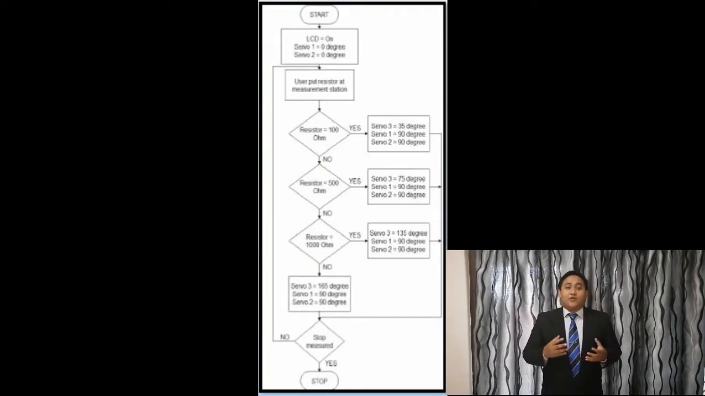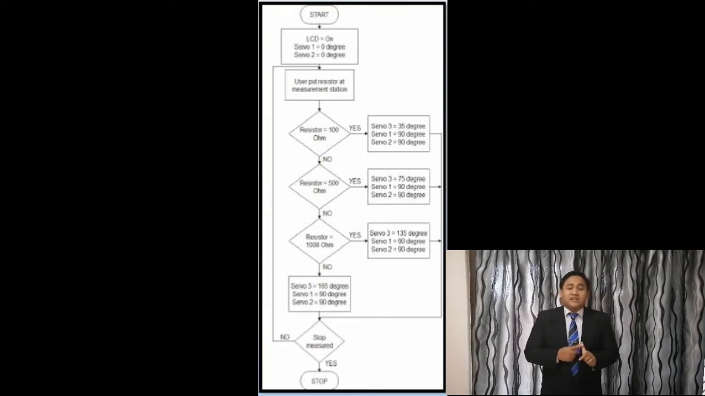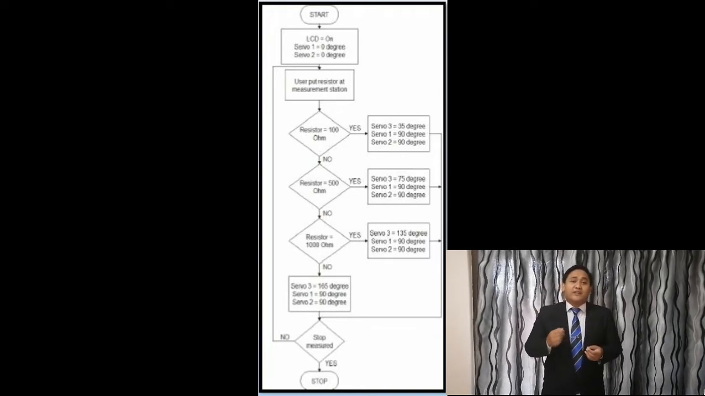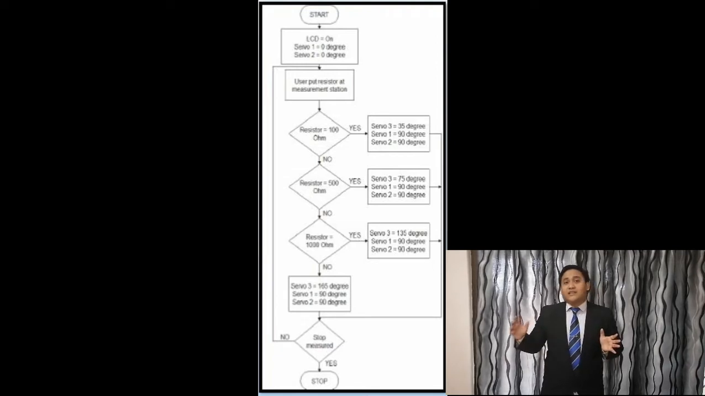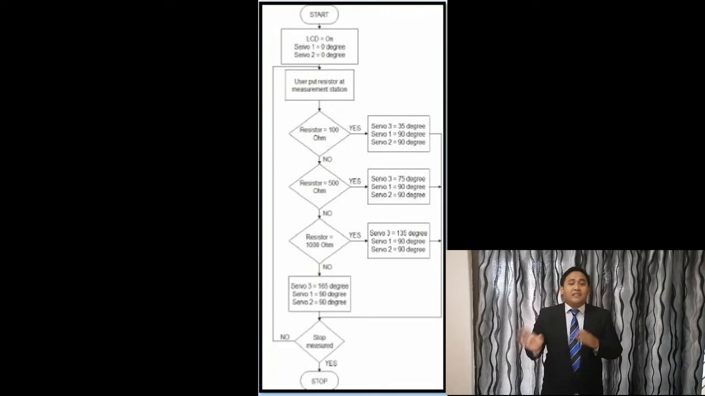This is the flowchart for my system workflow. So first of all, when I turn on the power supply, the LCD will turn on, servo 1 and servo 2 will be at 0 degree, same with servo 3. And then when the user puts the resistor at the measurement station, the data will be compared with data in the Arduino. So this system will compare whether the resistor is 100 ohm, 500 ohm, 1 kilo ohm, or another value from these three.